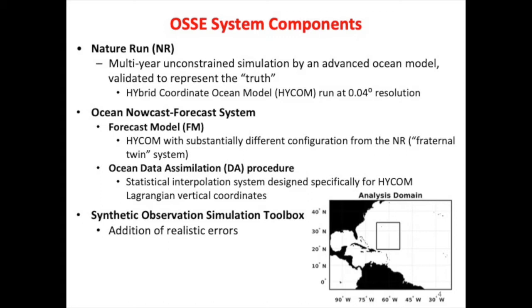Just briefly, OSSE system components. The nature run is used to represent the truth, and we used a high resolution run of the HYCOM model to provide this nature run. The nowcast forecast system we use, the forecast model is also HYCOM, but run with substantially different configuration from the nature run. We call this a fraternal twin OSSE system. We have our in-house data assimilation procedure, a statistical interpolation system that's designed specifically for HYCOM Lagrangian vertical coordinates. And we have the synthetic observation simulation toolbox, which simulates the observations and adds realistic errors to them.